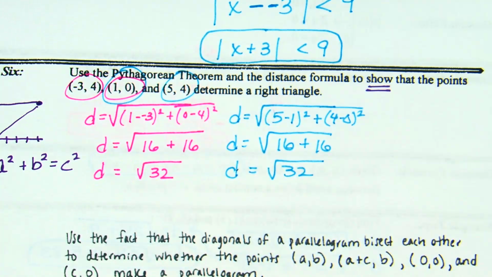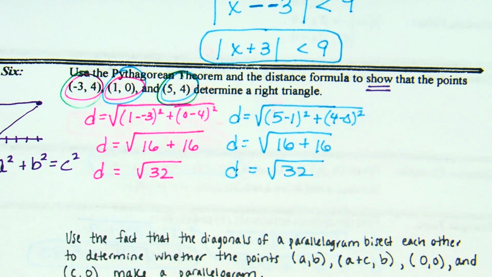One more. I don't know what can work and don't work here. So now I have to use what? -3, 4, and 5, 4. Could we shortcut this one? -3, 4, and 5, 4. Can you figure out how far apart those are without the big old distance formula? Yes? No?